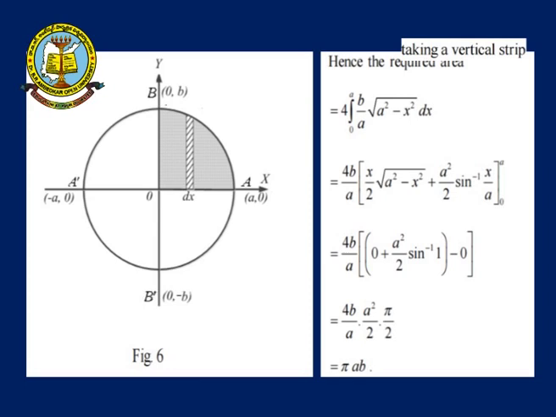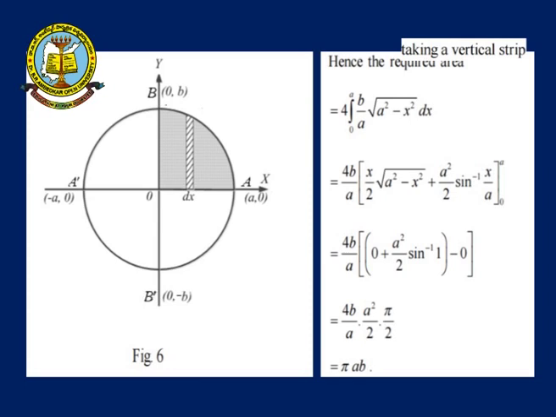Now 4 b by a: substituting the upper limit, the first term becomes 0 and sine inverse of a by a is sine inverse 1. For the lower limit 0, the first term is 0 and sine inverse 0 is also 0, so the second term is also 0. So we get 4b by a times a square by 2 into sine inverse 1, and sine inverse 1 is pi by 2.